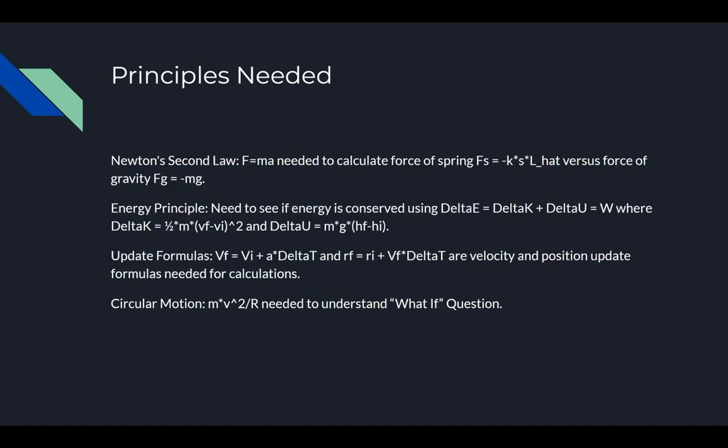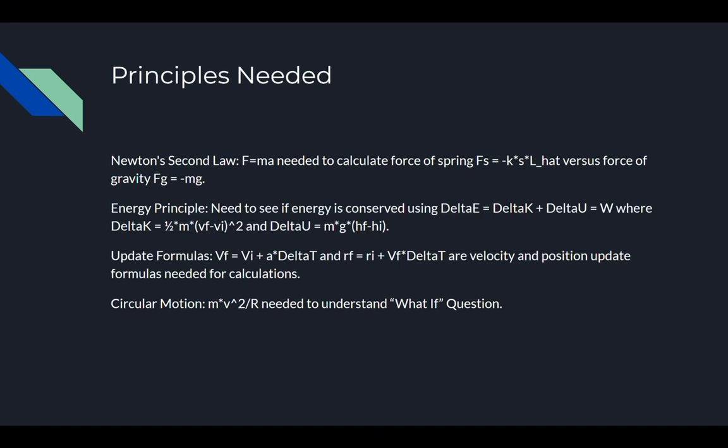The principles that we need for this lab are Newton's second law, which is force equals mass times acceleration, specifically the force of the spring, which is negative k times the stretch of the spring times the L hat, versus the force of gravity, which is Fg equals negative mg, as those two counteract each other when the person swings from the rope.